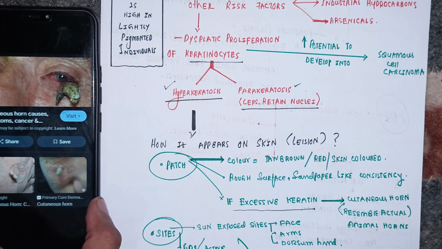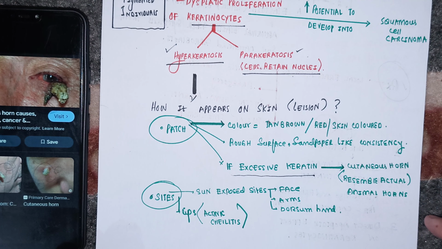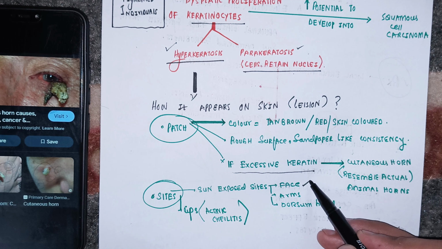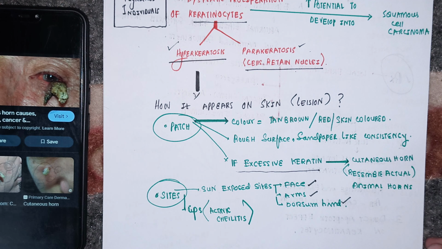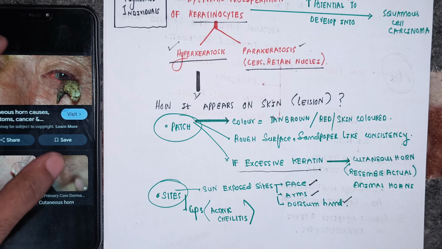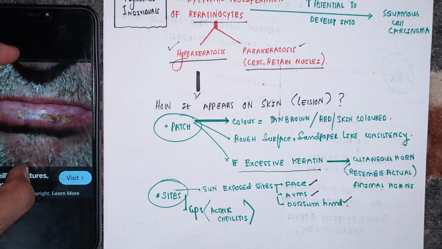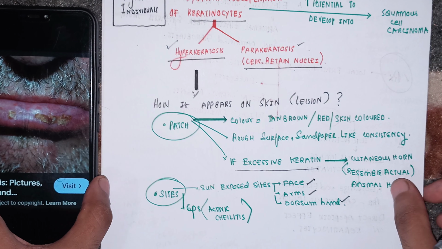And where on your skin do these lesions of actinic keratosis develop? They develop on the sun-exposed sites, especially on the face, arm and the dorsum of the hand. And one thing that is associated with actinic keratosis is actinic cheilitis. This is what happens with your lips in case of actinic keratosis. This is called actinic cheilitis. Are you clear till here?